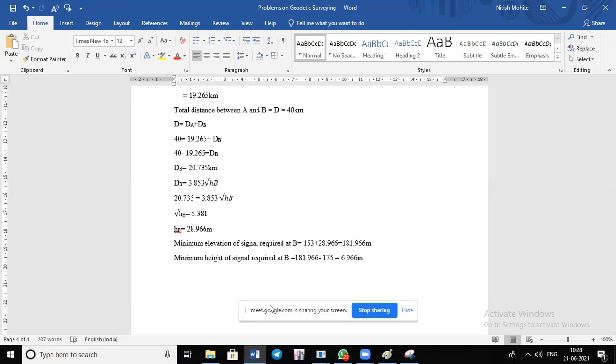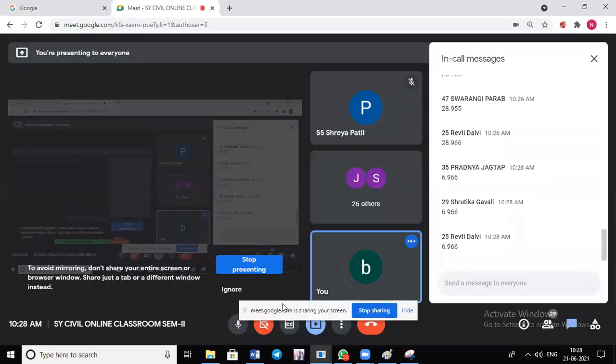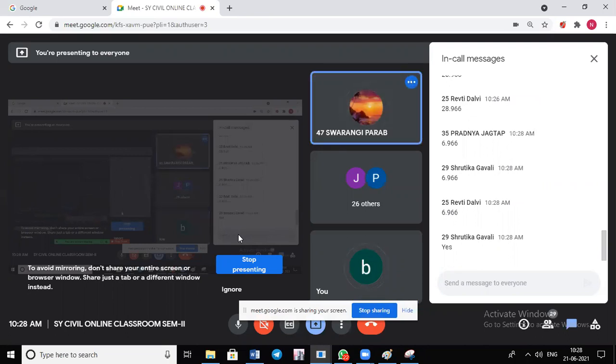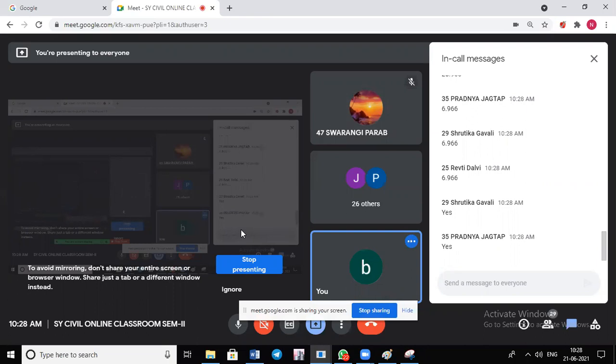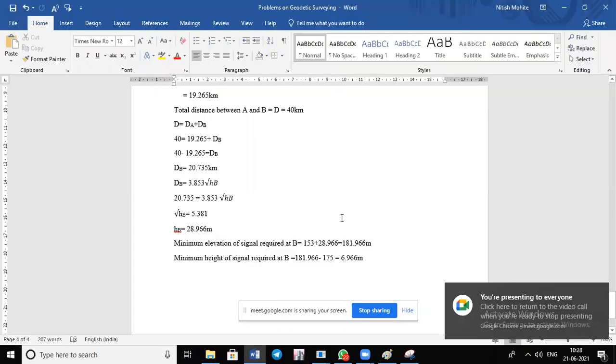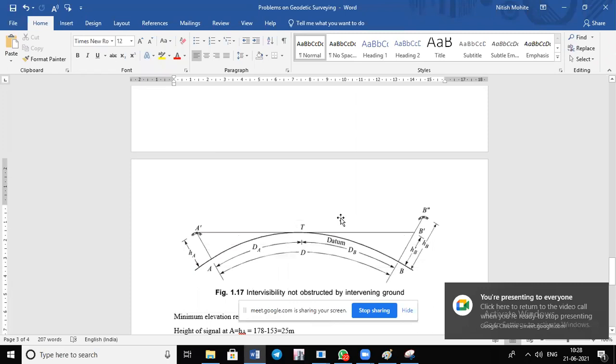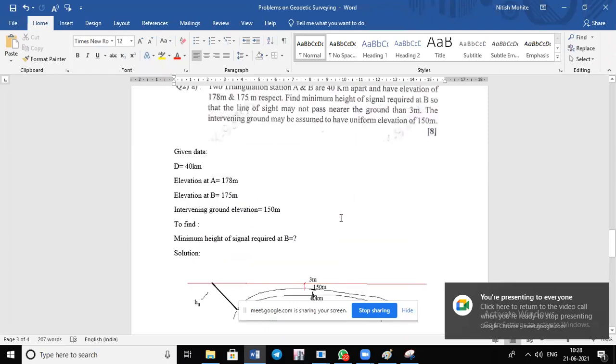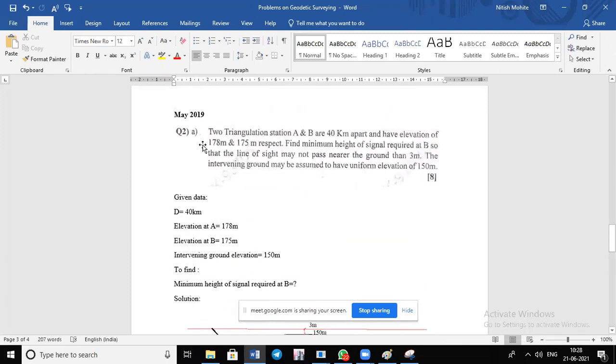Got it? Yes, reply to me. Have you understood the problem? Yes, okay. Yes, Swarangi, do you want to ask something? Yes. Explain the problem. Okay. So what is given in the problem statement? We'll see once again.